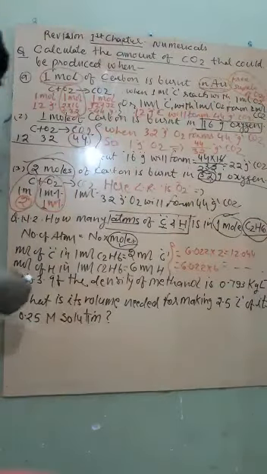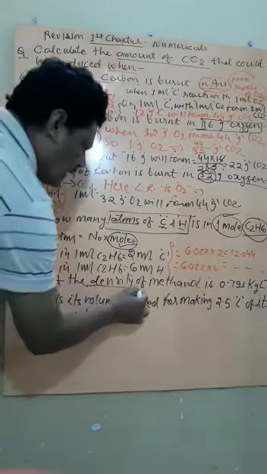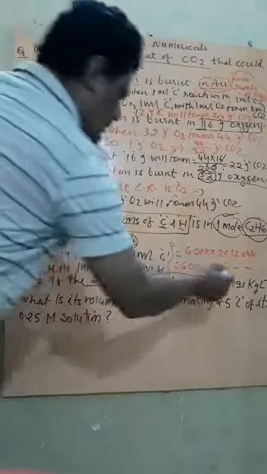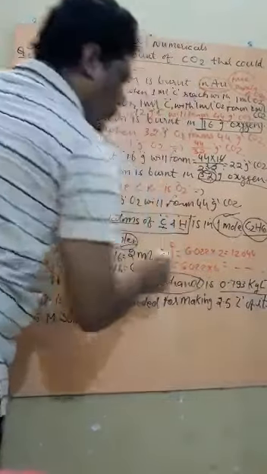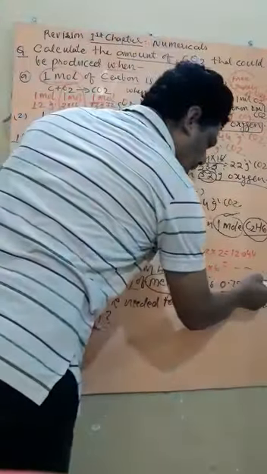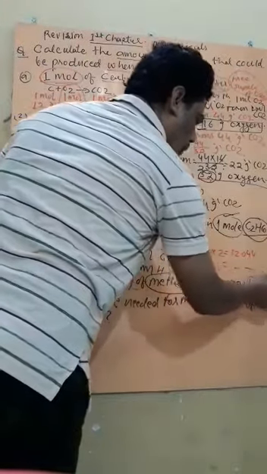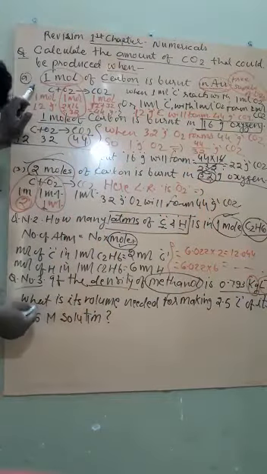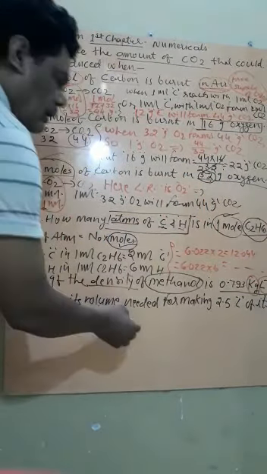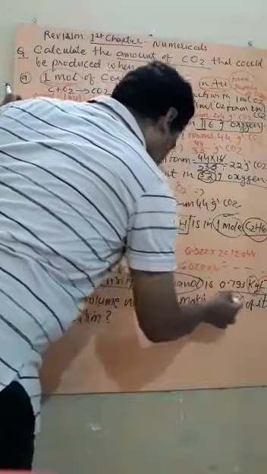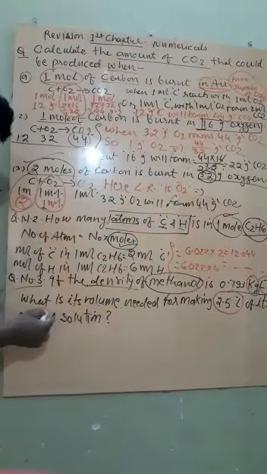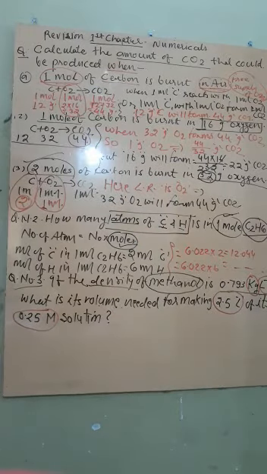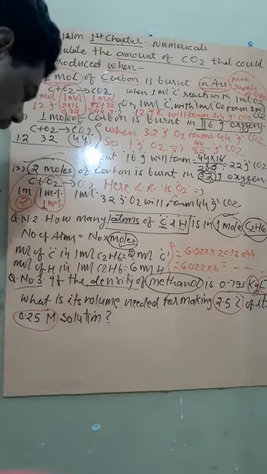Now, question number 3. If the density of methanol, here the compound name is given as methanol, is 0.793 kilogram per liter. Students, remember here the density is given in kilogram per liter, so the unit is changed. What is the volume needed for making 2.5 liter of its 0.25 molar solution? M means molar solution.